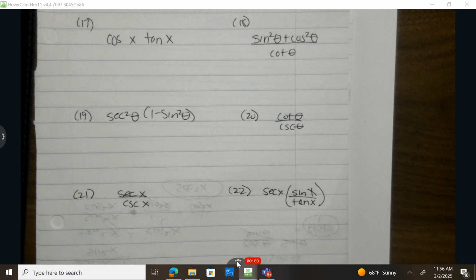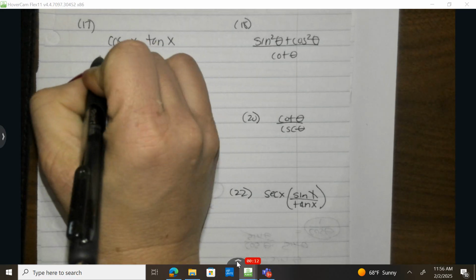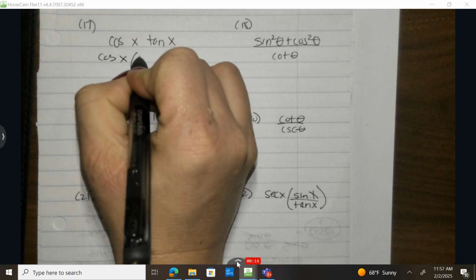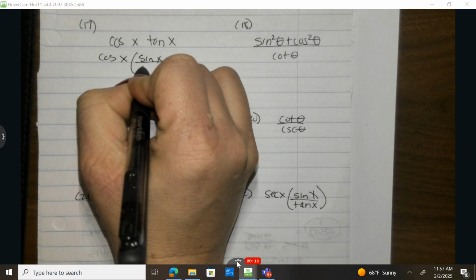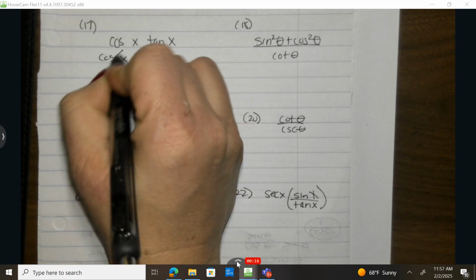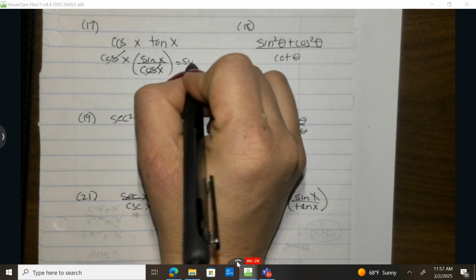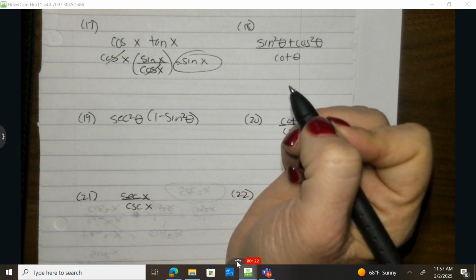In problems 17 through 22, I'm going to demonstrate how to simplify trigonometric expressions. This is Unit 11, Lesson 1. I know tangent is equivalent to the sine of x over the cosine of x. We can see the cosines are simplified to 1, and I'm simply left with the sine of x.